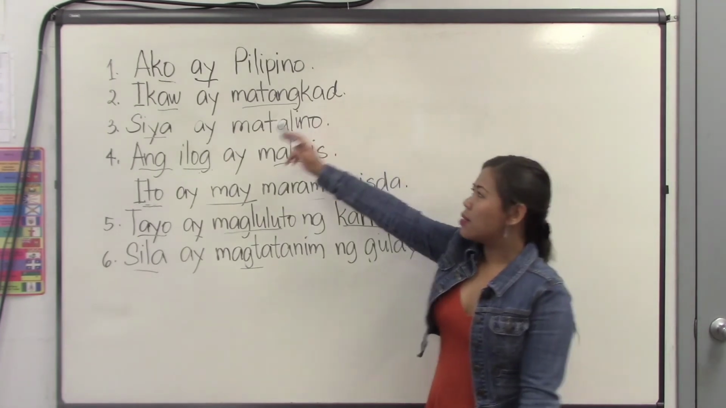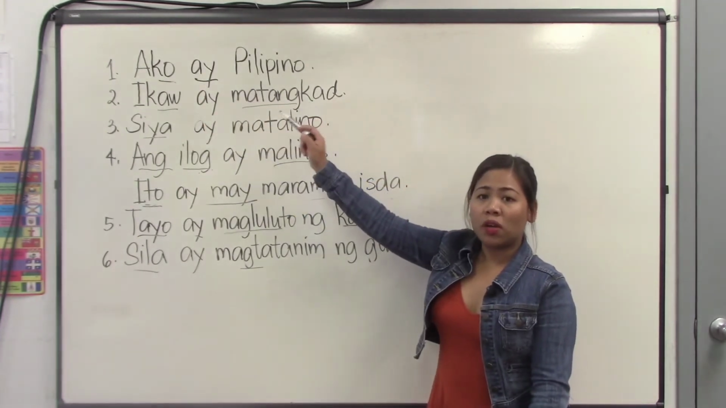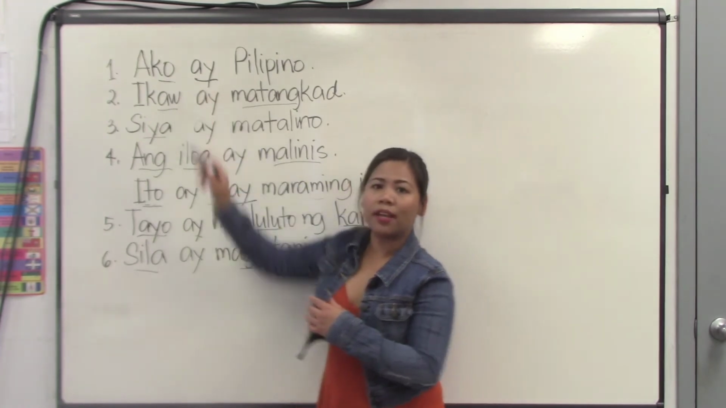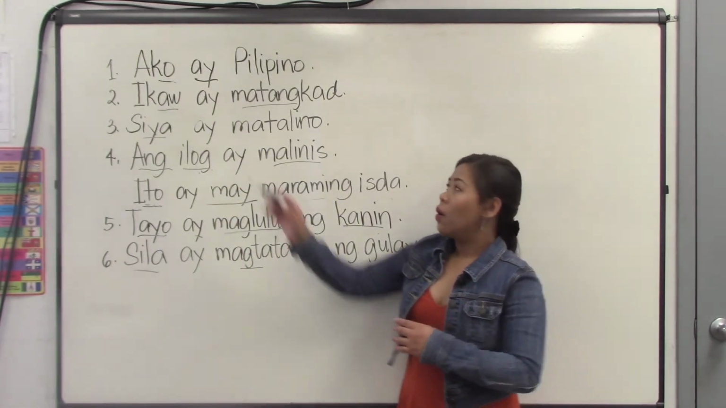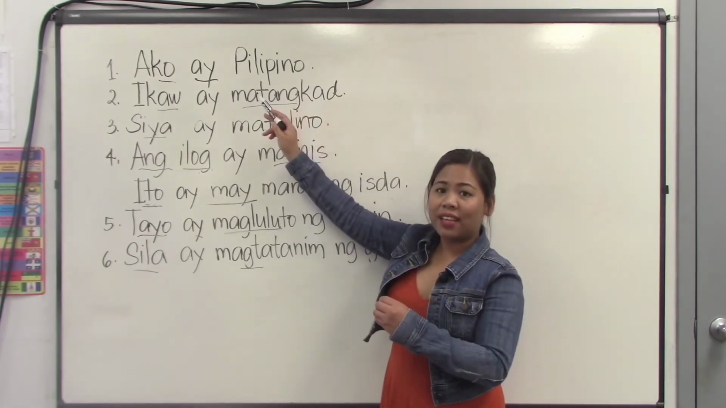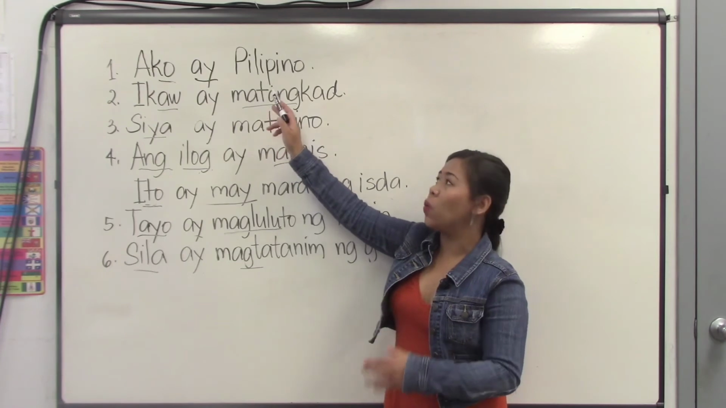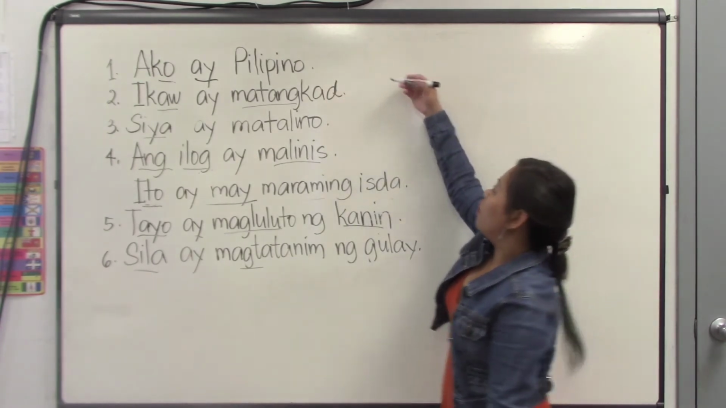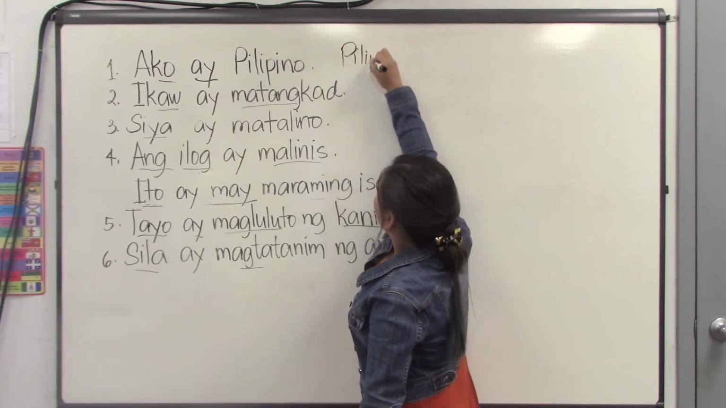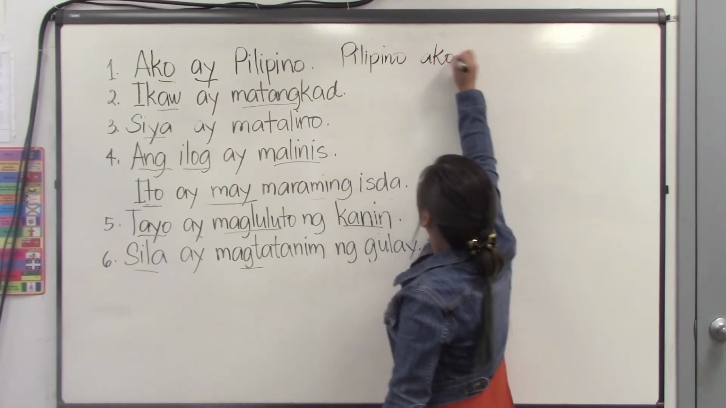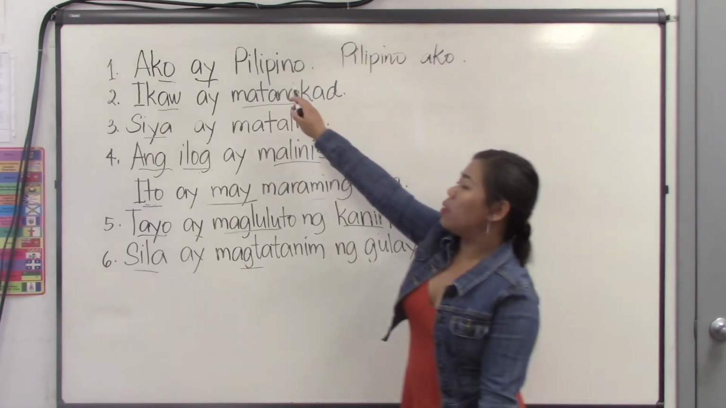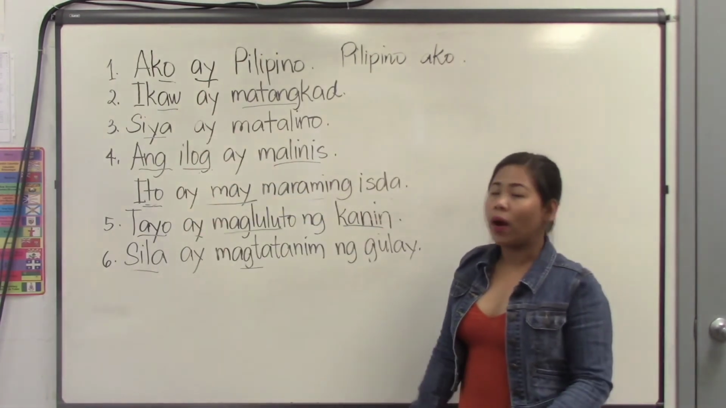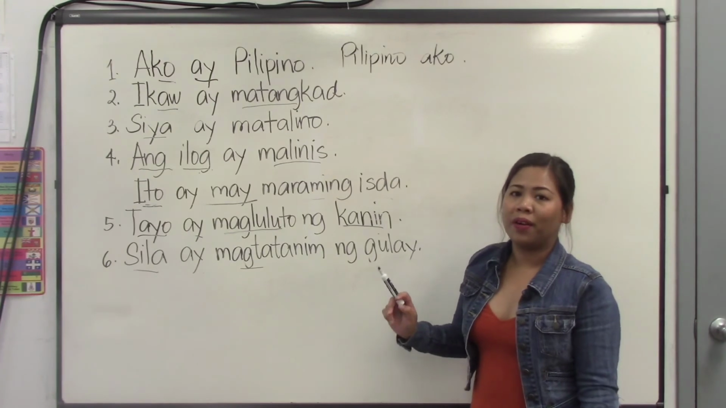So, in this sentence, "Ako ay Filipino." The structure is just the same in English. I am Filipino. It's in active voice. Ako is the subject, so it is the focus of the sentence. But when you make this passive, like in Filipino, when we say that I am a Filipino, we don't say I am a Filipino. We say the Filipino is me. So it will become "Filipino ako." We transpose it. So Filipino here became the focus of the sentence instead of the subject I. So we don't say "ako ay Filipino," but we say "Filipino ako." Okay?